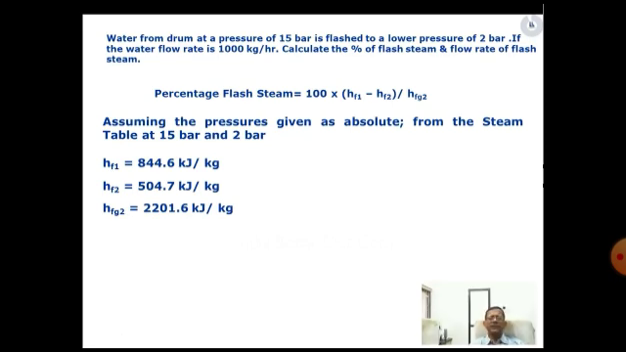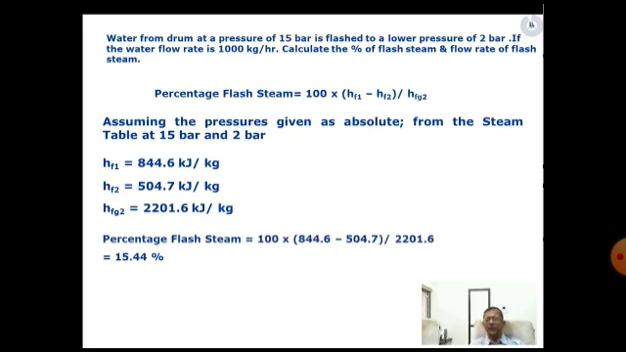So using the same equation, we get the percentage of flush steam as 15.44%, and if 1000 kg per hour is the flow rate for the blowdown, then the flow rate for this flush steam would be 15.44% of 1000 kg, that is 154.4 kg per hour.